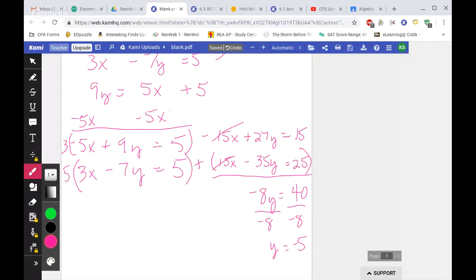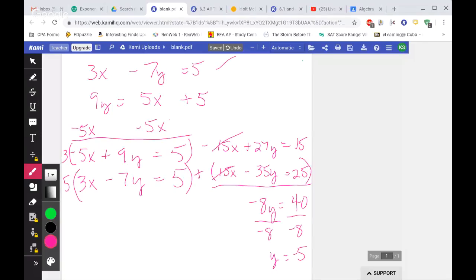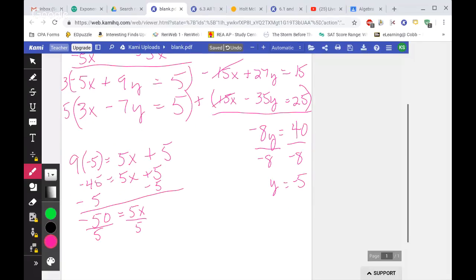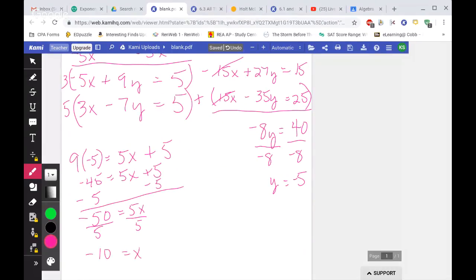Now I take that value and substitute it back in to one of the 2 equations. It doesn't make any difference which one. I'm going to actually pick the second one. 9 times negative 5 equals 5x plus 5. 9 times negative 5 is negative 45. Subtract 5 from both sides. That's going to give me a negative 50 equals 5x. Divide both sides by 5. And my answer is negative 10 equals x. So the solution to this system of equations is negative 10, negative 5.